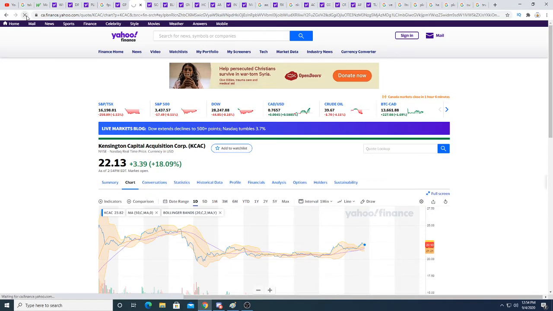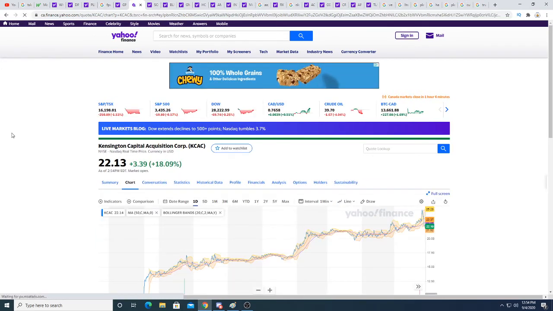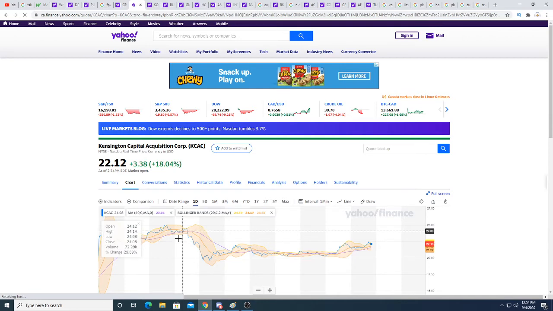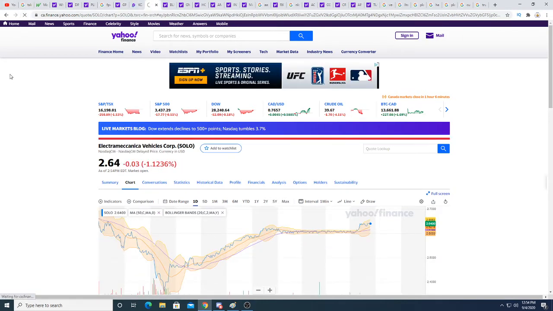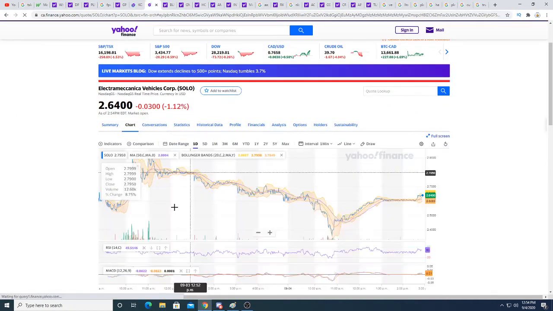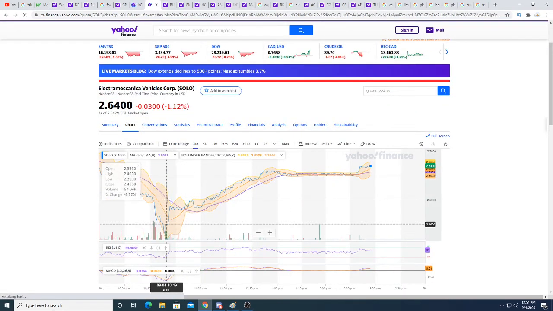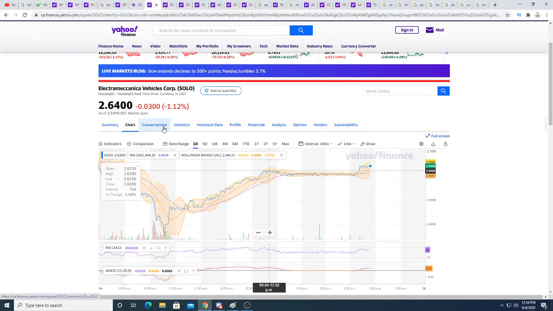KCAC today had a nice day, now it's kind of trading sideways a little bit. Solo crashed this morning real hard and then after that people bought that up. Wow, $2.36, man, that would have been a good buy. And then the stock got bought up, and now it's at 264. Will the people who bought it up down here sell off? I don't know. Maybe. We'll see.